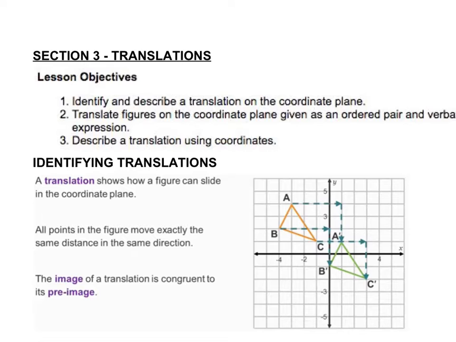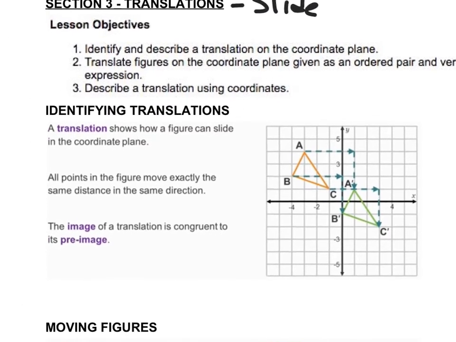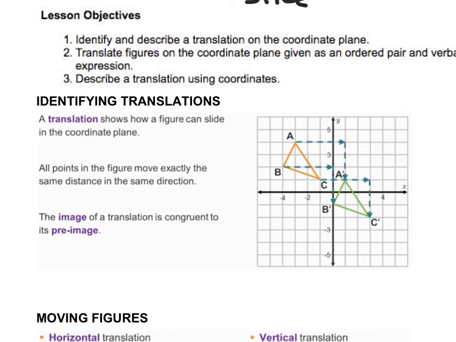Our objectives are we want to identify and describe a translation on the coordinate plane. We want to translate figures on the coordinate plane given as an ordered pair or verbal expression, and then describe a translation using coordinates. Okay, so remember, a translation is simply just a slide. We're going to take an object and we're simply just going to move it over.